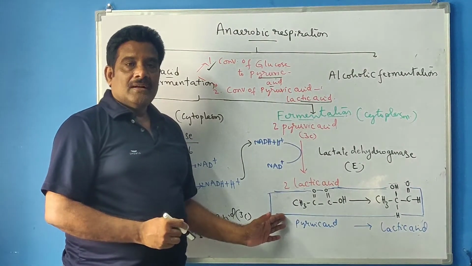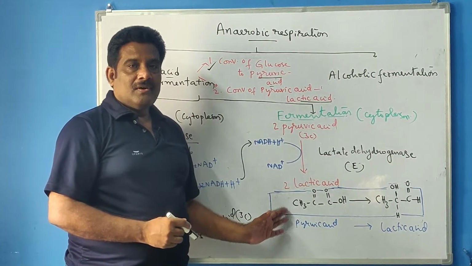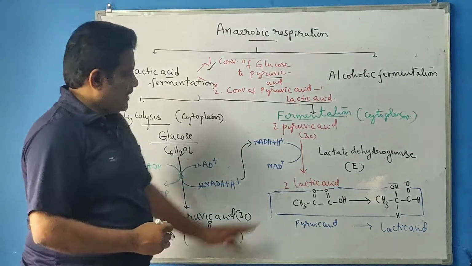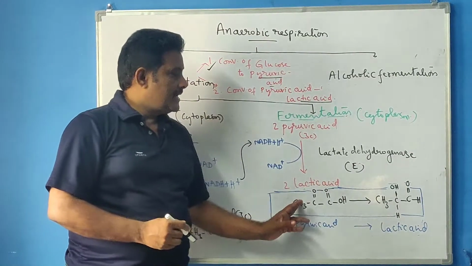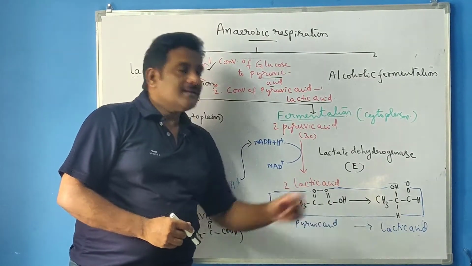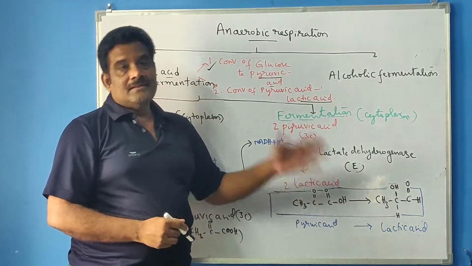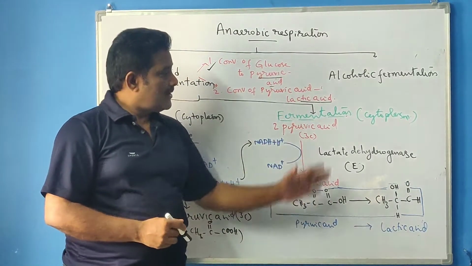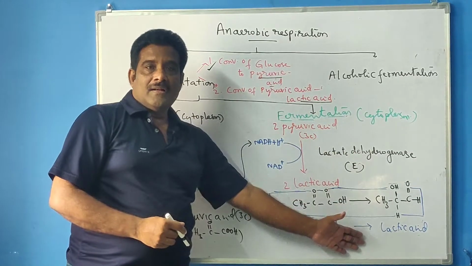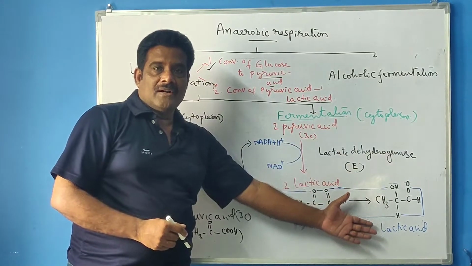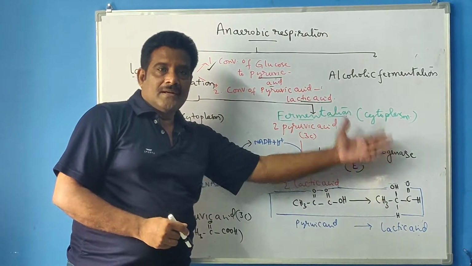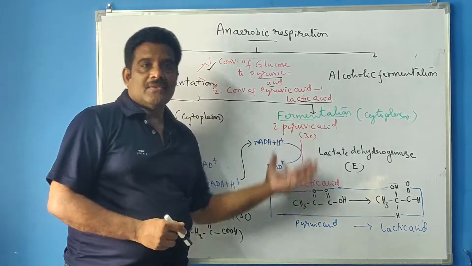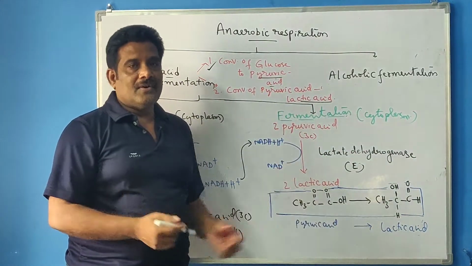Here I gave the formula for the conversion of this pyruvic acid to lactic acid. The pyruvic acid is going to be reduced to lactic acid. So this is the process happening. But one point you have to remember, there is no release of ATP here, and also NADH molecules are not produced here. So this entirely occurs in the absence of oxygen. There is no involvement of oxygen here.